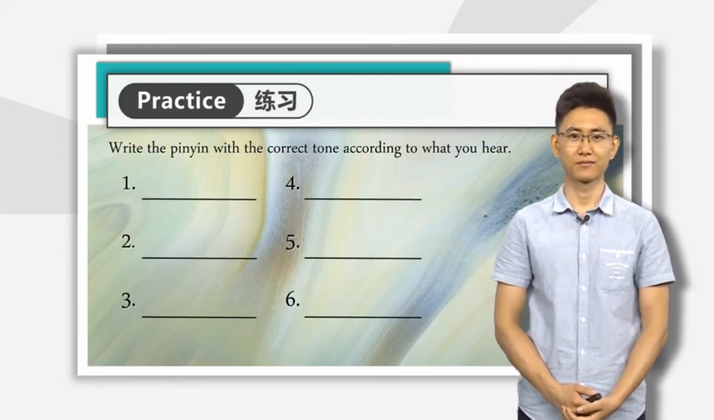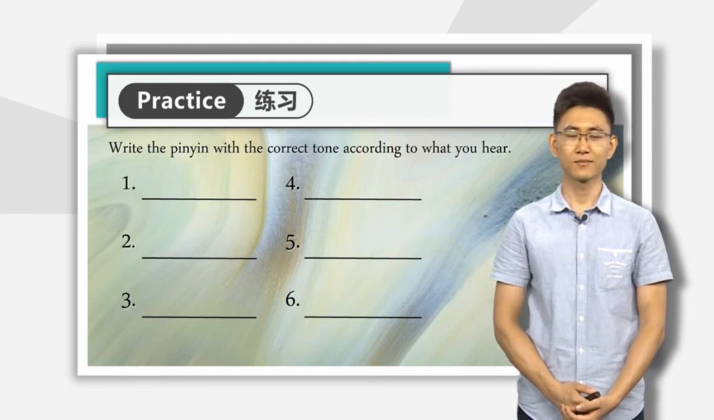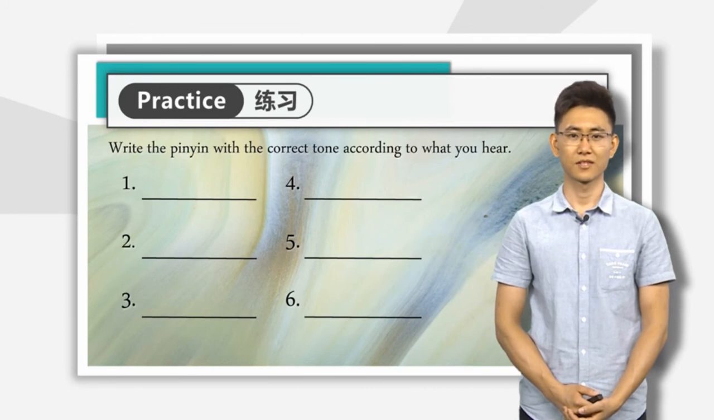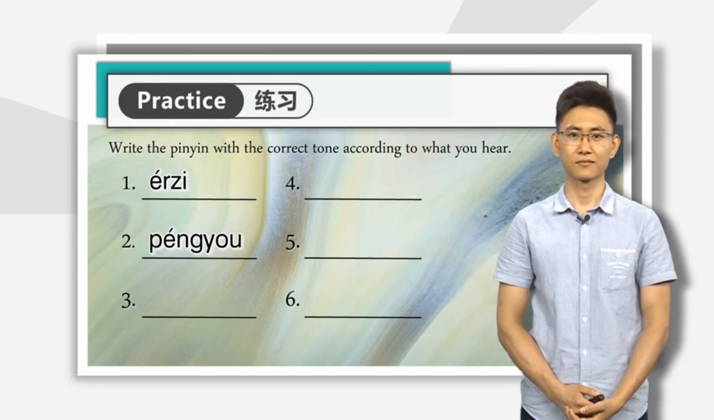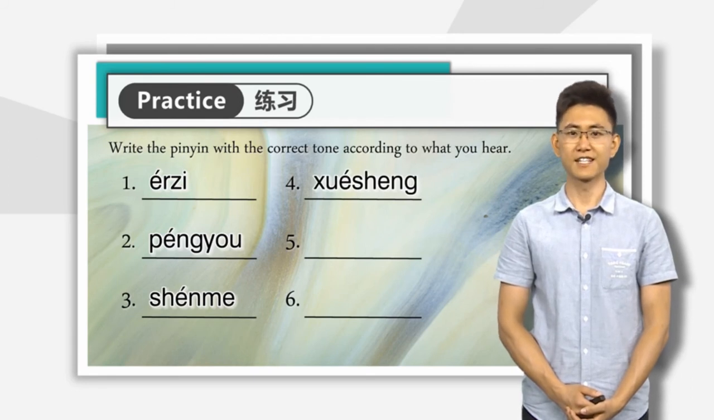Now, let's do some exercises. Listen and write down the correct pinyin with the correct tone. 一 儿子, 二 朋友, 三 什么, 四 学生, 五 谢谢, 六 不客气. Excellent.